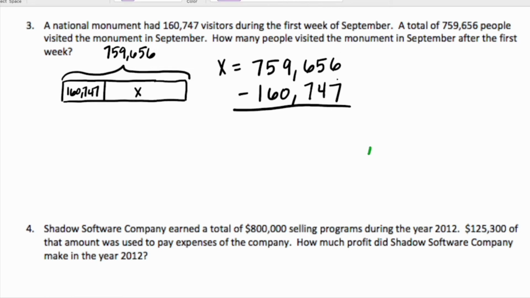So let's regroup here. We have 617. Can't do that. 5 becomes 4. 6 becomes 16. Now I can do 16 minus 7. I can do 4 minus 4. I can't do 6 minus 7, so I'm going to take from the 9 and add to the 6. Now I can do 16 minus 7.